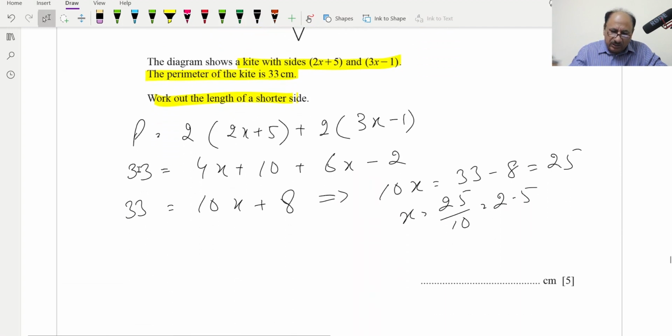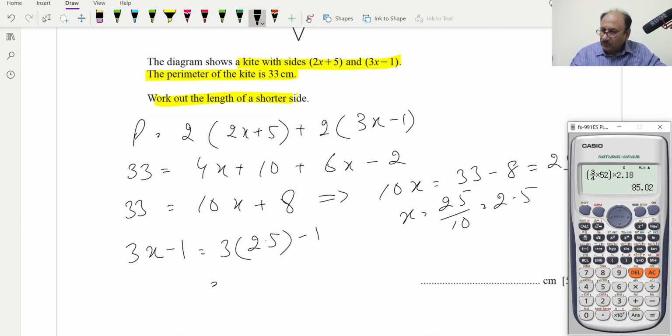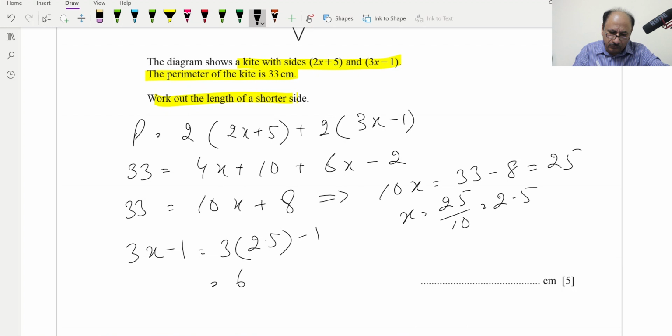So 3x minus 1 will be equal to 3 into the x value, 2.5, minus 1. We can use a calculator for this one: 3 into 2.5 minus 1, and this is equal to 6.5. So 6.5 will be our answer, which is in centimeters, so 6.5 centimeters will be our final answer for this part.